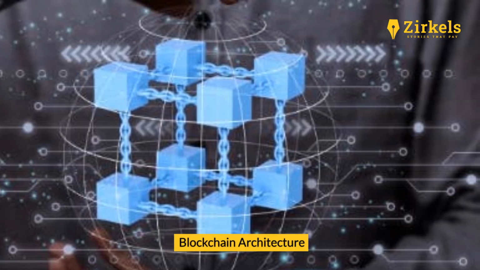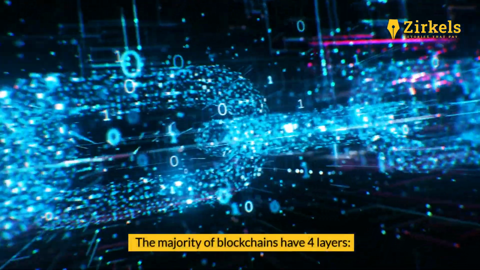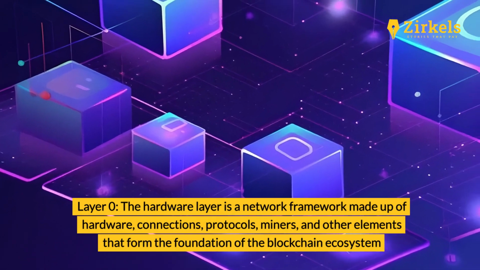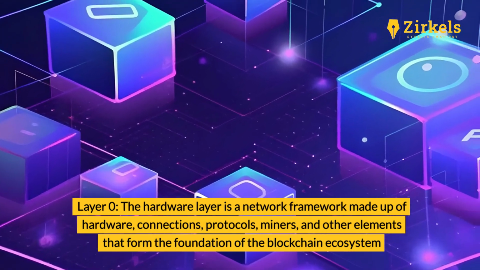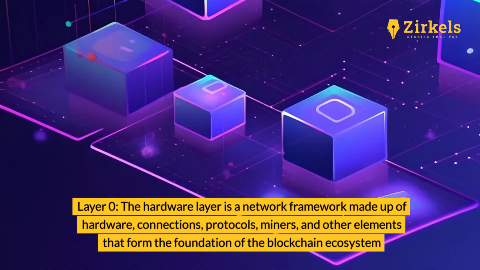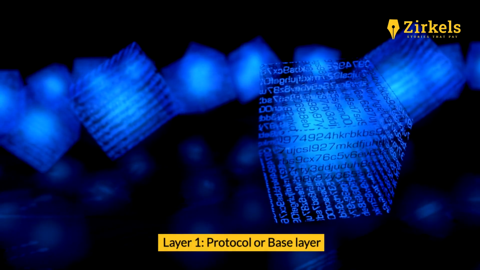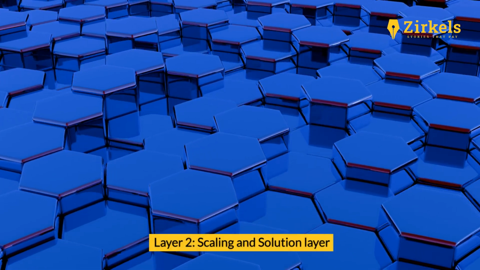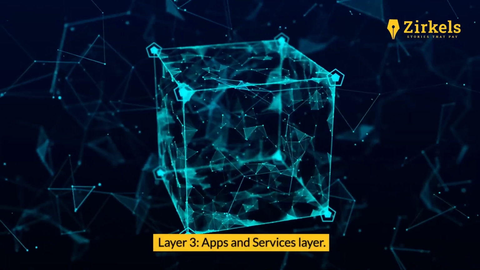Blockchain architecture. The majority of blockchains have 4 layers. Layer 0, the hardware layer, is a network framework made up of hardware, connections, protocols, miners, and other elements that form the foundation of the blockchain ecosystem. Layer 1, protocol or base layer. Layer 2, scaling and solution layer. Layer 3, apps and services layer.